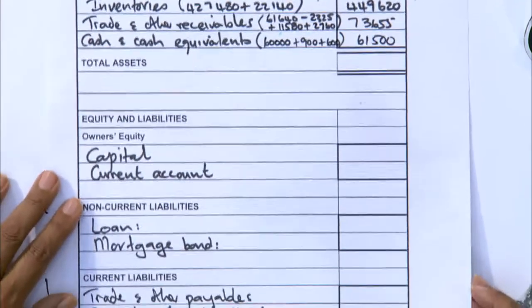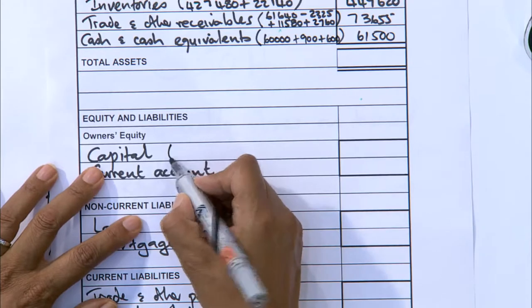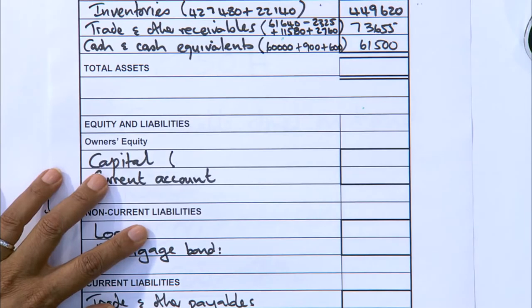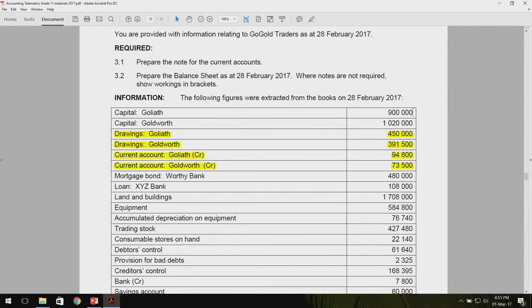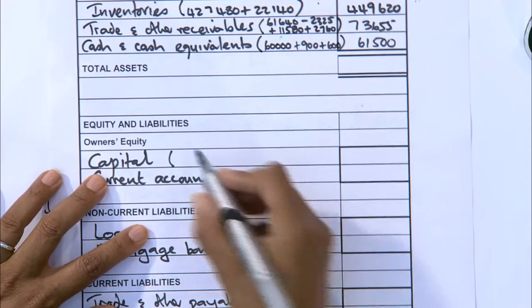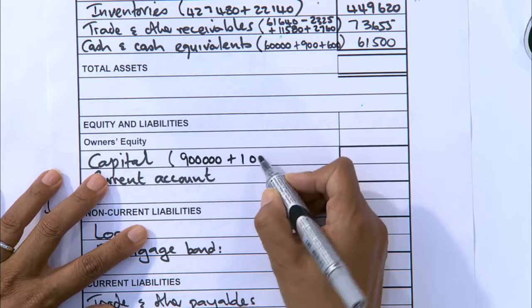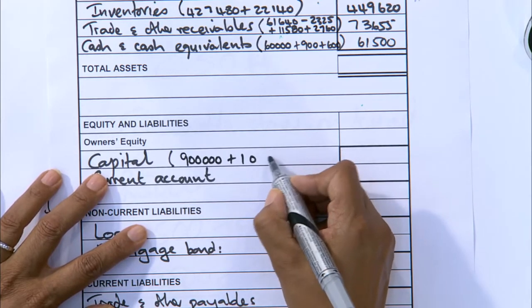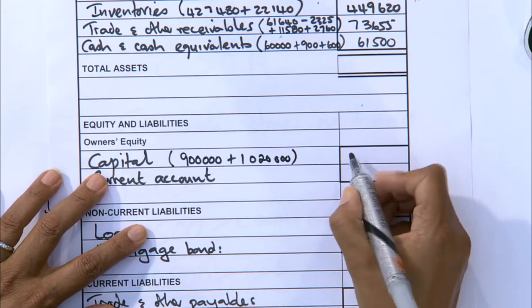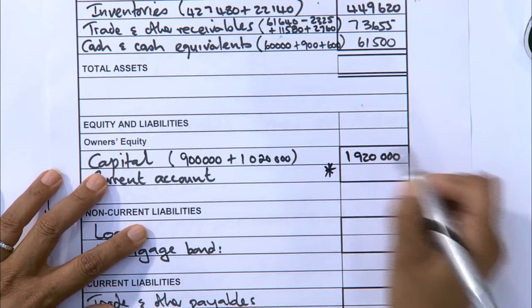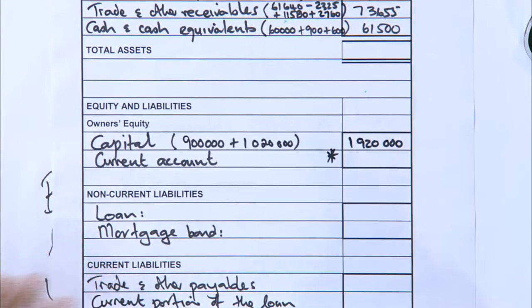Okay. My capital, I'm simply going to add my two capital balances together that I have on my pre-adjustment trial balance. I'm simply going to add those two amounts together, 900,000 plus 1,020,000, and that gives me 1,920,000. And this amount I'm going to get from that note that I just completed now.